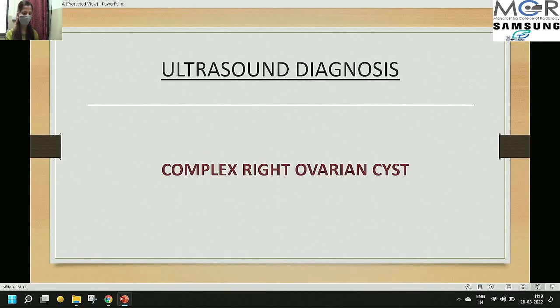The diagnosis made was complex right ovarian cyst, B2 category according to the IOTA classification.